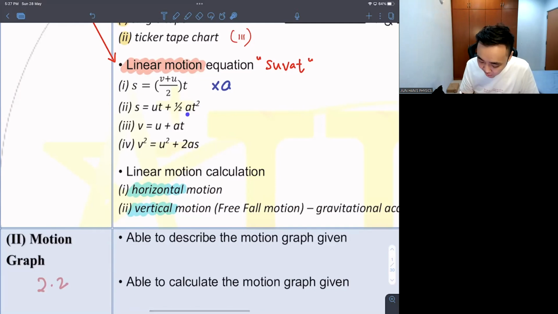Right? If you use another formula, you'll be stuck. You don't know the value for A. But with the first one, you don't need to worry because A is not inside. Okay, so that's why we have 4 different formulas.